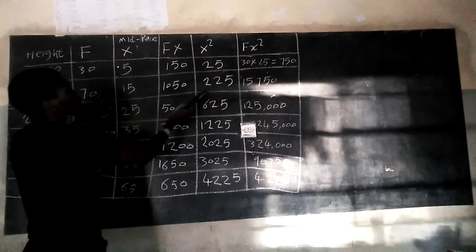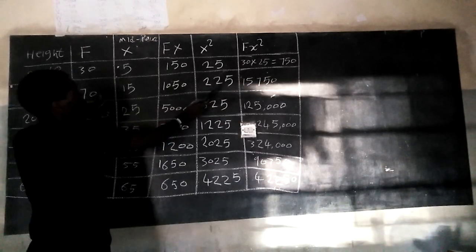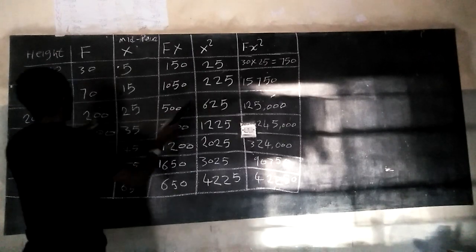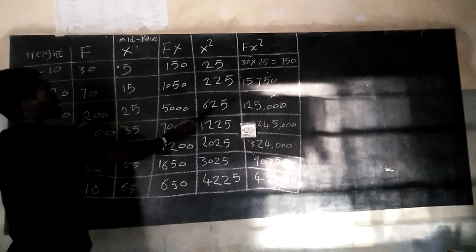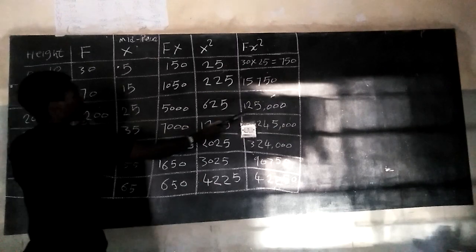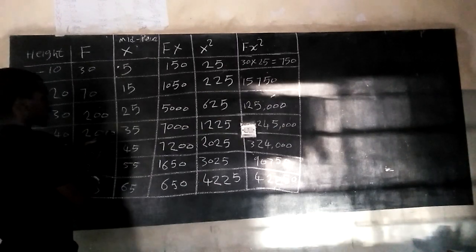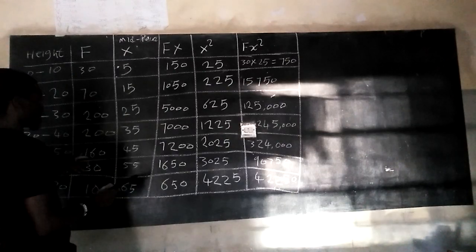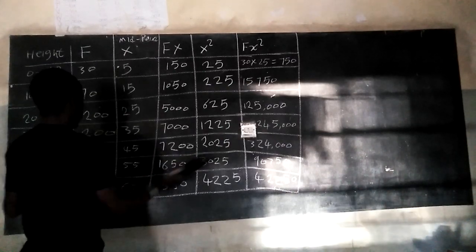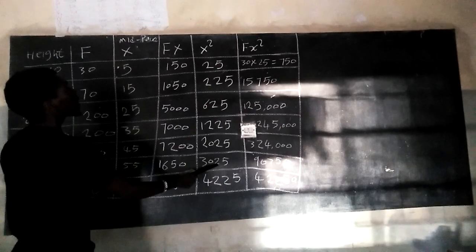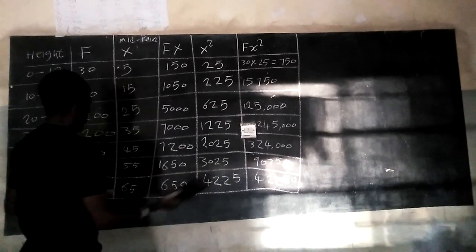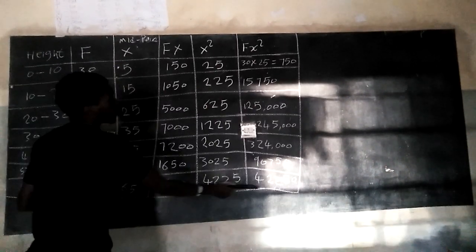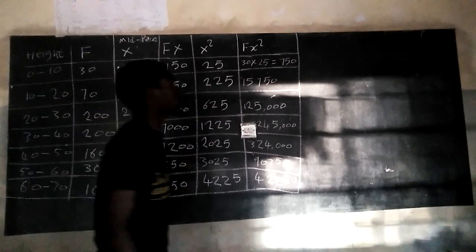F again, x squared is this one. So 70 times 225, you're going to have this. Here 200 f and this 200 times 625, you're going to have this. 200 times this one, you're going to have this. 160 times this one, you're going to have this. 30 times this one, you're going to have this. 10 times this one, you're going to have this. So now we bring the formula.